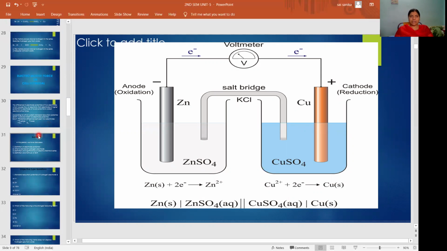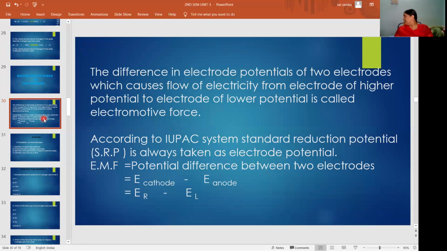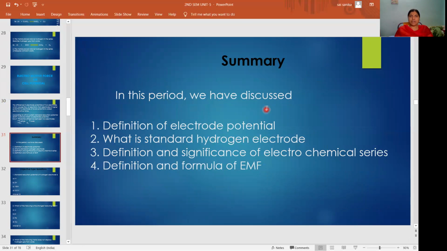Here we are taking standard reduction potentials as the electrode potentials. While calculating the EMF of the cell, we will consider these SRP values as electrode potentials. Okay, summary. In this period, we have discussed the definition of electrode potential, standard hydrogen electrode, definition and significance of electrochemical series, and definition and formula of EMF.